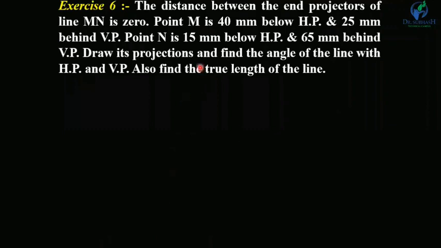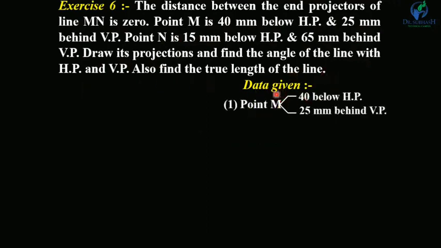Now let's understand by one example. The distance between the end projectors of line MN is 0. Point M is 40 mm below HP and 25 mm behind VP. Point N is 15 mm below HP and 65 mm behind VP. Draw its projections and find the angle of the line with HP and VP. Also find the true length of the line.